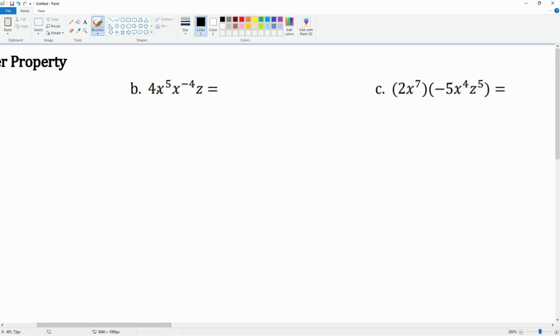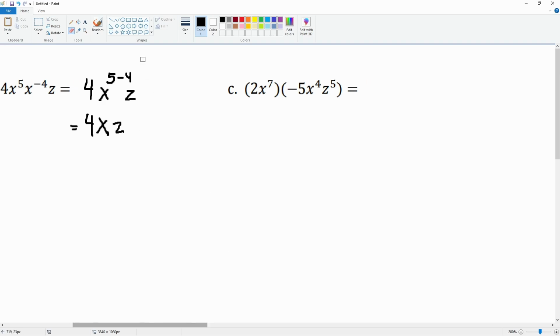All right, let's take a look at this. Here we have the x. The exponents here will add 5 with the negative 4. Nothing happens to that 4 in front, and nothing happens to this z. 5 minus 4 is 1. So x to the exponent of 1, nothing happens to that 4, and there's a z at the end. Technically, no one really writes that 1, so the answer could just be 4xz.